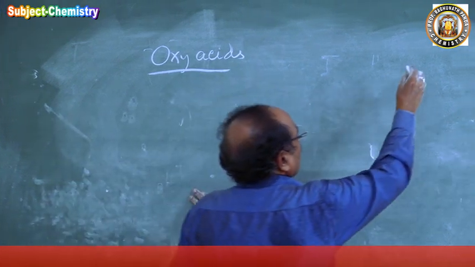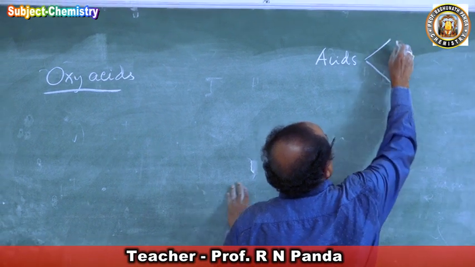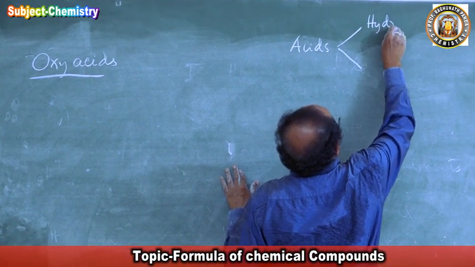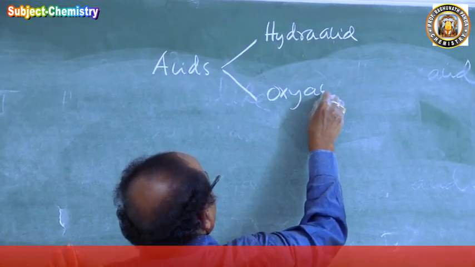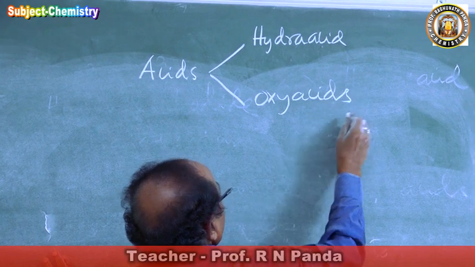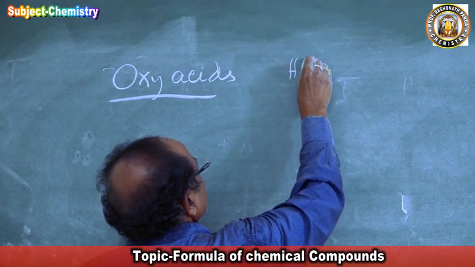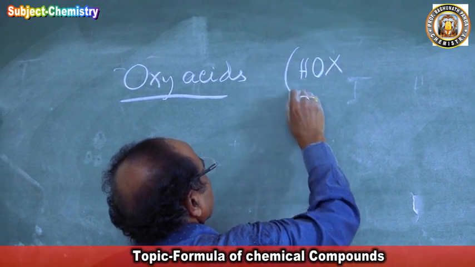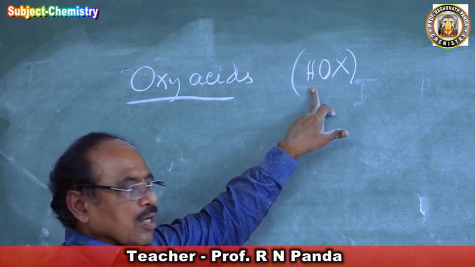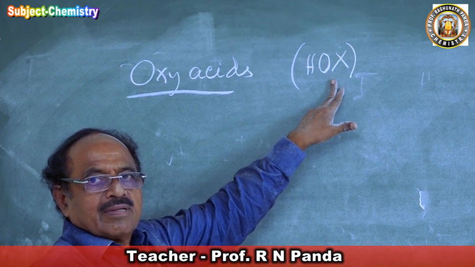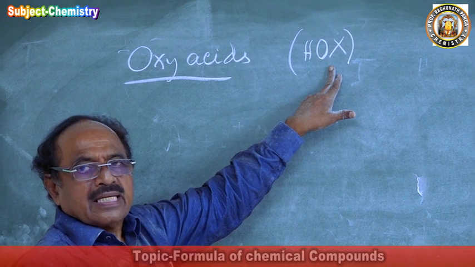As I told you, all acids we classify in two classes: hydra acid and oxyacid. What are the oxyacids? They contain hydrogen, they contain oxygen and they contain a negative radical, HOX. Three elements will be there: hydrogen, oxygen and a negative radical. All three will be there. So HOX, they are called oxyacids.